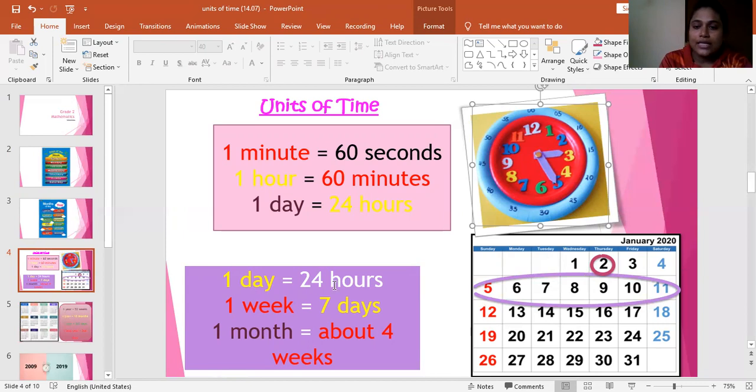And how many weeks does 1 month have? It has around 1, 2, 3, 4 or more. About 4 weeks. Most of the time it is 4 or 5, not more than that. Here we have 3 complete weeks and here half, and here also it has half.